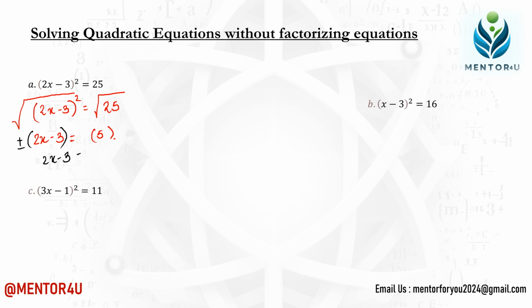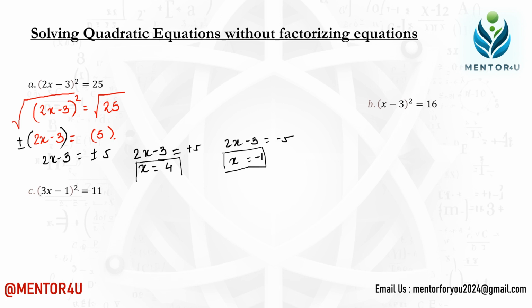Similarly, separate both the cases here: one you take as plus 5, the other you take as minus 5, 2x minus 3 as minus 5. For both the cases, we'll get some value of x. So x will be equal to 8 by 2, which will be 4. And here x will be equal to minus 2 by 2, so that will be minus 1. Alright, so those are the values of x, or the solutions for the quadratic equation.